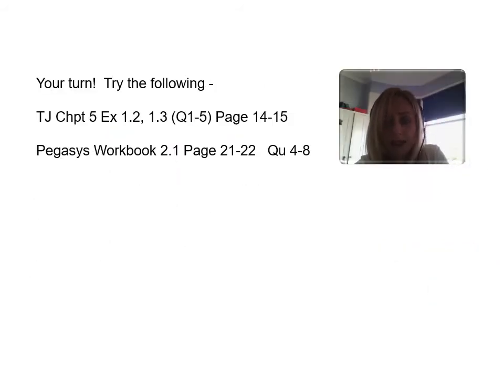Okay, so again, your turn to try some examples here. So for our double brackets, in the textbook in chapter 5, we've got two exercises, 1.2 and 1.3 on pages 14 and 15, so questions 1 to 5 there, and our Pegasus workbook, section 2.1, pages 21 to 22, questions 4 to 8. So again, lots and lots of examples to try. See how you go on with that.